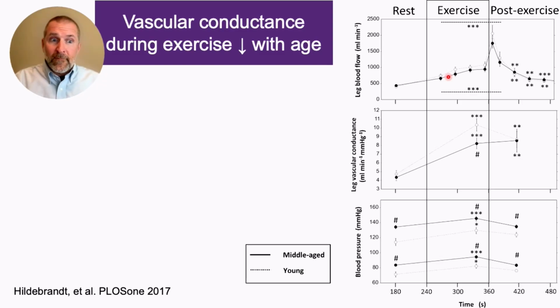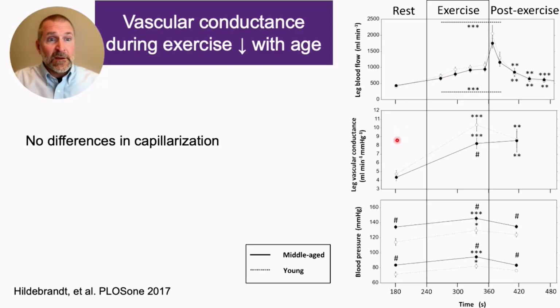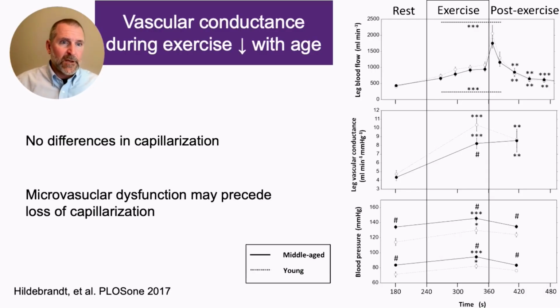And this is due to a higher blood pressure for any given blood flow. And so important to note here that in this particular study, there were no differences in capillarization. So even though the structural components of the muscle microvascular was similar, the functional components were not. So this denotes that microvascular dysfunction may precede the loss of capillarization with age.